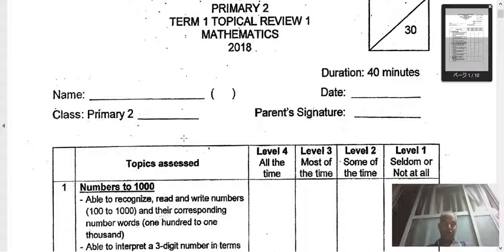Alright, so we are starting the Grade 2 CA1 question paper of 2018. This is Term 1 topical review 1. So this is a 30-mark paper for 40 minutes. Primary 2, you can see here.